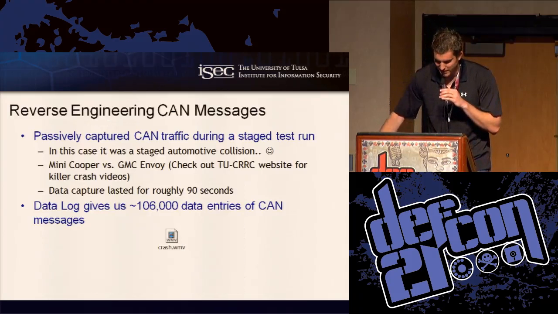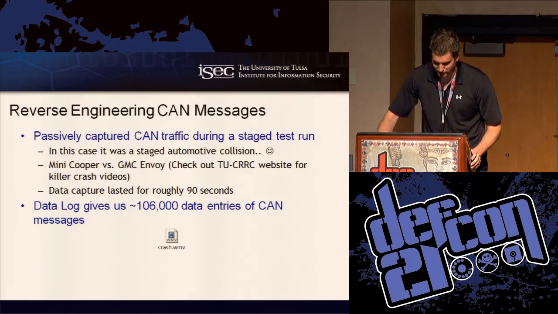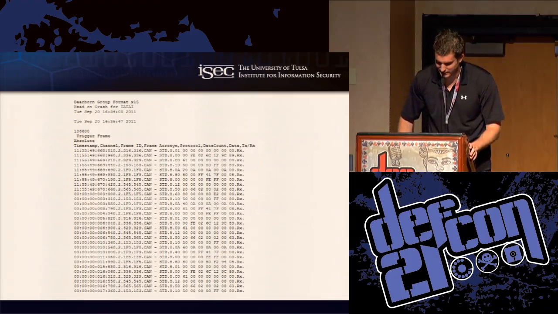So we also hooked up a data logger to the actual CAN bus itself. It records all the messages on the bus, and here's kind of the raw output of that: message IDs and raw payload information.